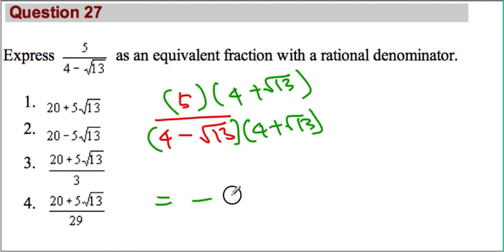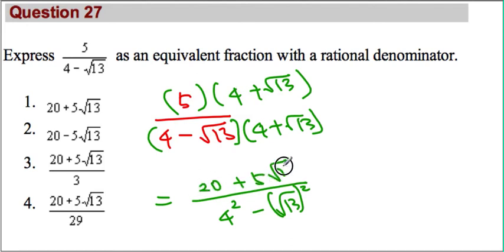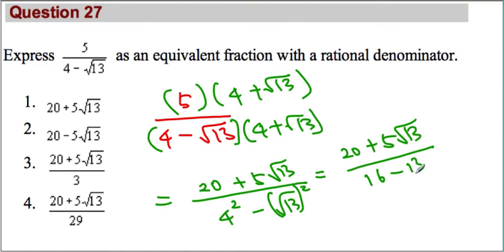Then here, the denominator becomes 4 squared minus radical 13 squared. We know that to be 13. On the top we have 5 distributing to 4, which is equal to 20, plus 5 radical 13. Now then what do you get? Top is the same because we cannot add 20 and 5 radical 13. But on the denominator we get 16 minus 13, which is equal to 3. So our final answer is 3 goes to denominator, and then 20 plus 5 radical 13 is our numerator, which is choice 3.